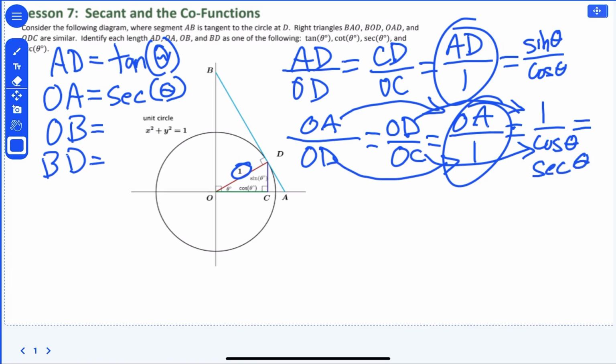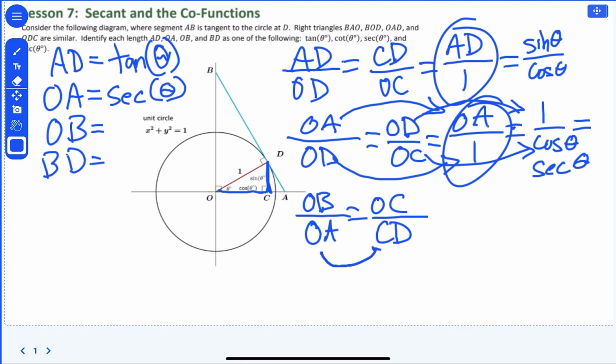All right, let's look at this next one, OB. Okay, so we're going to look at OB. It's this long leg. We want to find the other leg of the triangle, and it's going to be OA. Now let's compare it to the other triangles. Well, OB is going to be equal to, let's do this leg of this triangle, OC, the long leg of this triangle, which means the other one would have to be, no, CD, sorry, CD. Okay, the short leg of the other triangle. Long leg, long leg.